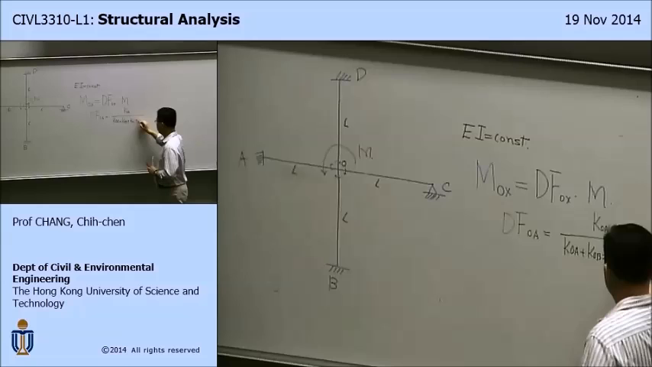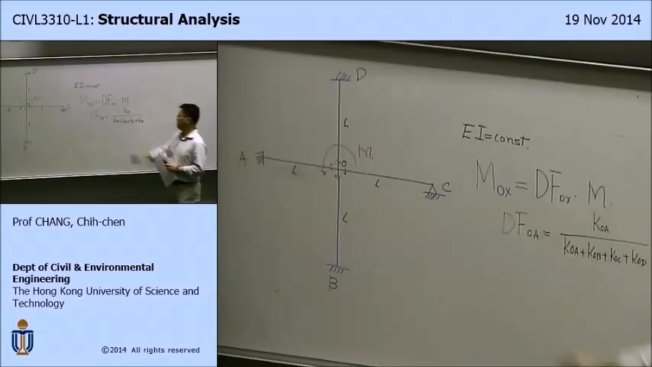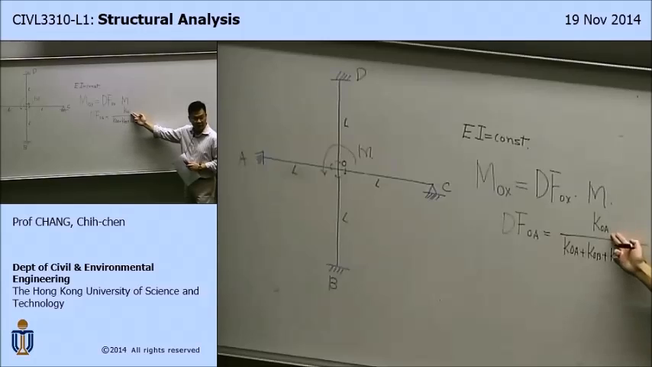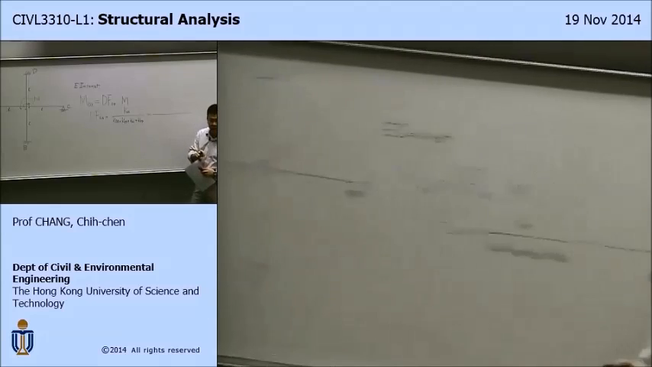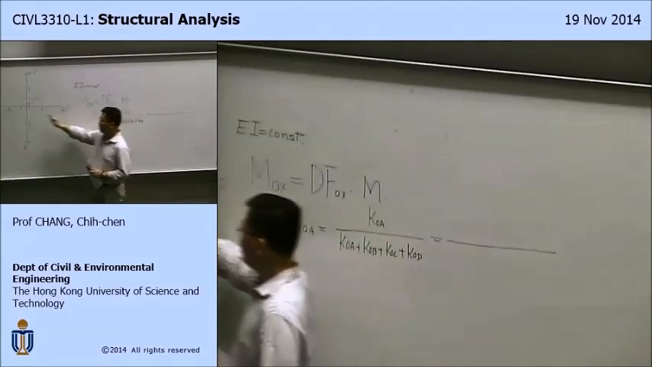All right. That's the distribution factor. Now, there are only two possible values for K, depending on the far side conditions. So it's either 3EI over L or 4EI over L. So you look at the far side conditions.